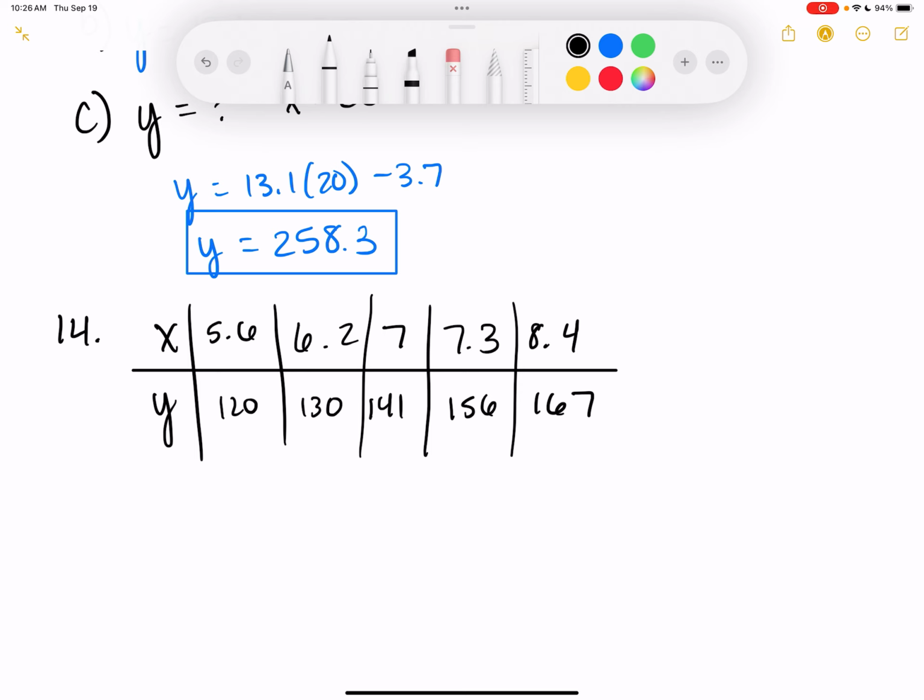You don't need to clear it. You can just type over top of it. Not second stat, just stat. Then press edit. Okay, now look. Make sure you're on L1. All I have to do is type over top of it. 5.6. Enter, and it overwrote the number 1 that was there.